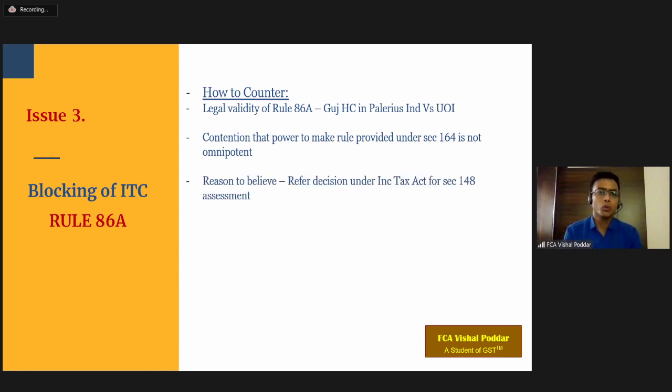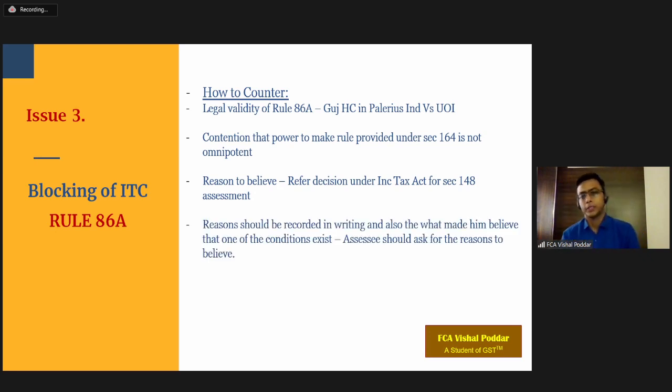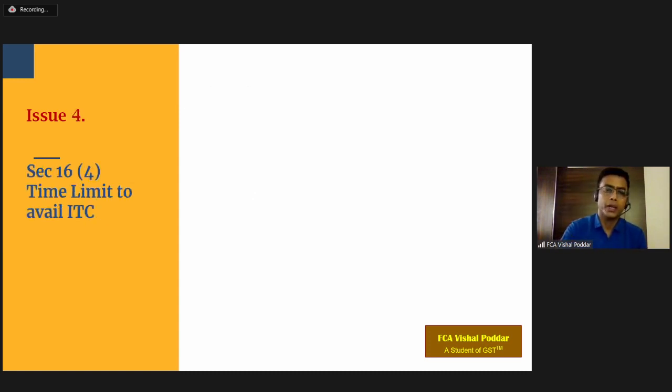Then, as I already explained, the most important point is to ask for the reasons to believe, and that also should be present in writing. Now, for this, we don't have at present anything in the GST law because this has been used for the first time in the GST law. However, we have hundreds of landmark decisions of the income tax law pertaining to section 148 assessment, which is also called income escaping assessment or reassessment. You can always refer to those cases and use them as your defense. Further, reasons should be recorded in writing and you have all the rights to ask for those decisions, because that could be your grounds of appeal when you are going to the appellate stage.